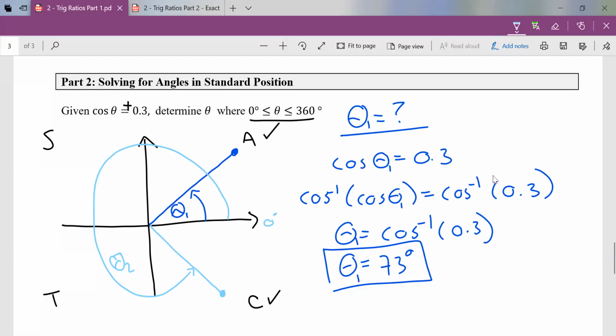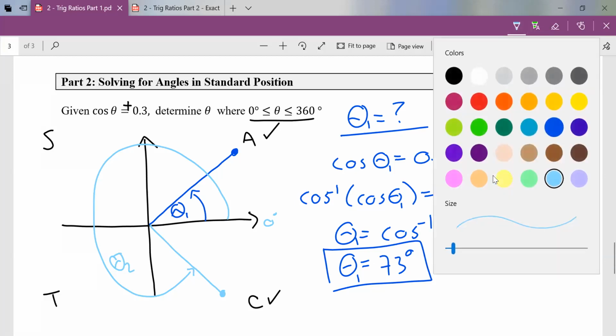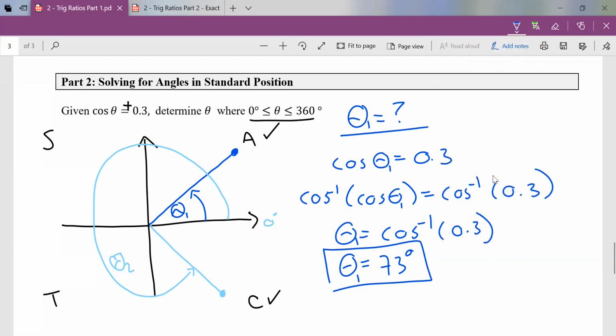Well, this angle we just found here, 73 degrees, is the same as this going backwards 73 degrees. So this here is also 73 degrees. So how are we going to find theta 2? Well, to find theta 2, what we're going to say is this. If we did a full lap all the way around, we would end up at 360.